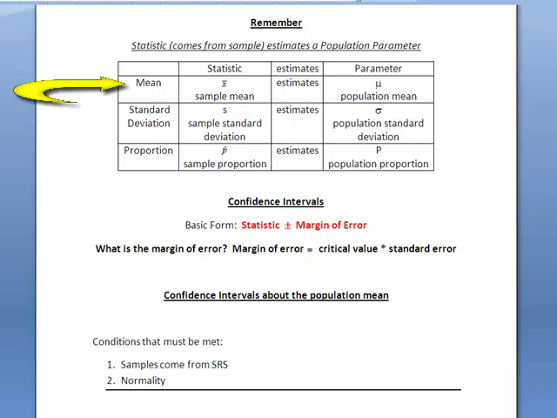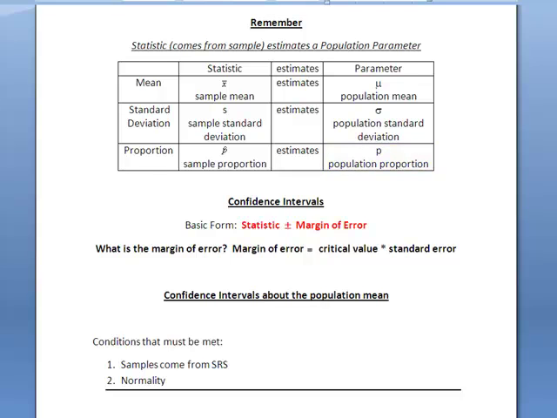So the first thing is we want to look at the mean. The sample mean, which is denoted by x bar, estimates mu, that funny looking u called mu, which is the population mean. Looking at standard deviation, our statistic is s. The sample standard deviation estimates sigma, the population standard deviation. And for proportion, our statistic is denoted by p hat. That's our sample proportion, and it estimates the population proportion, which is denoted by p.